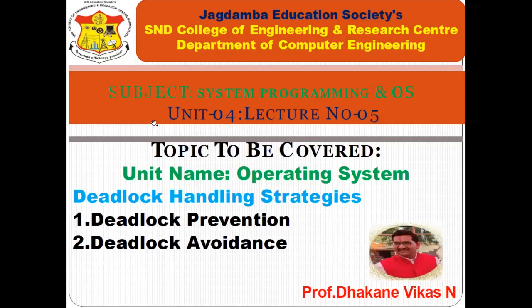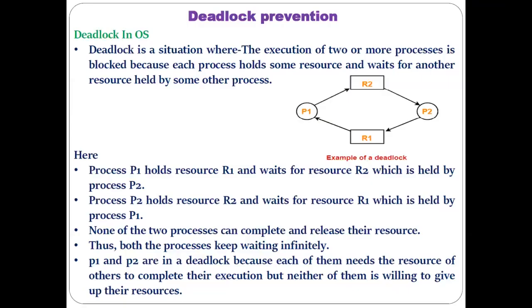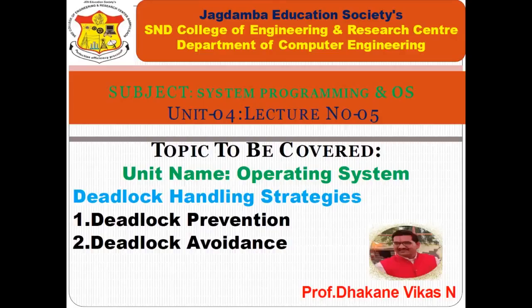So today we will discuss the various deadlock handling strategies. Actually there are four strategies. Out of those four, today we will discuss two, and the remaining two will be discussed in the next lecture. So in today's lecture, we will discuss deadlock handling strategies like deadlock prevention and deadlock avoidance. Deadlock handling strategy means how the system can avoid deadlocks, how the operating system can play its part to avoid these kinds of deadlock. That part we will discuss today.